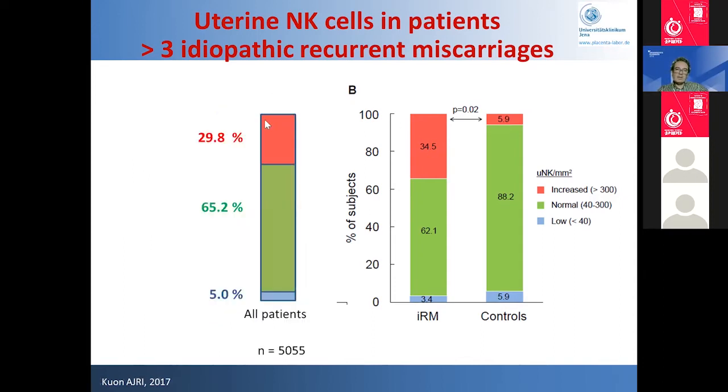And this is the current status of all patients that we have. So they are not filtered for recurrent miscarriage. This is simply all we receive from the different centers with different reasons for infertility. And we see here also a lower percentage, lower proportion of elevated NK cells than in this very exactly defined group of patients.